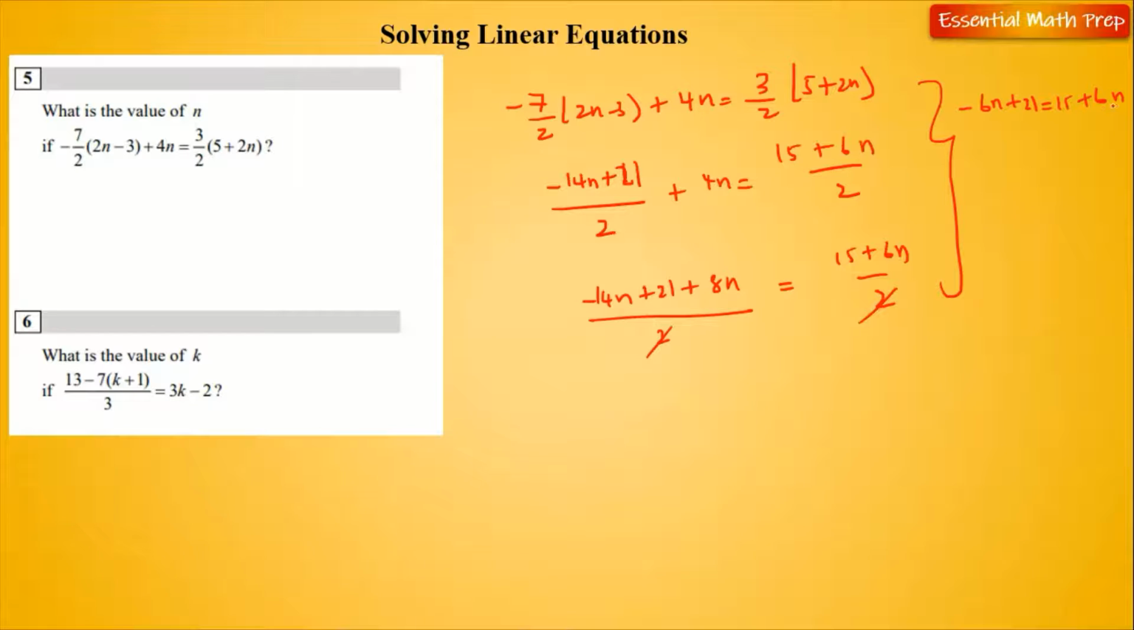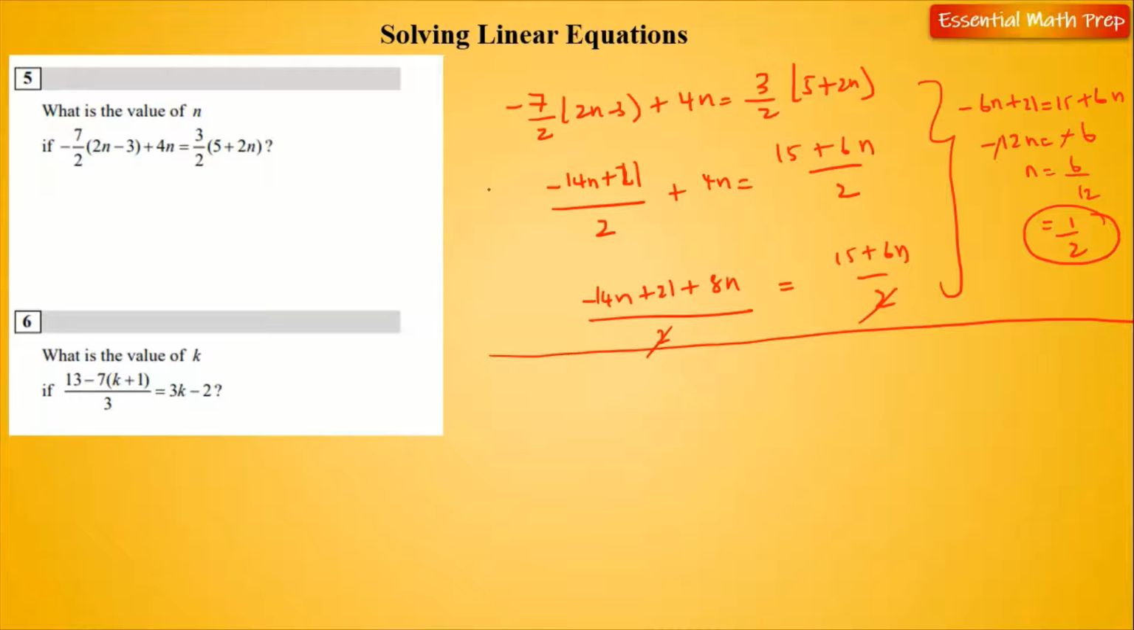The 6n, if it comes to this side, will become negative 12n equals 15 minus 21, which is negative 6, right? So the negatives cancel out, and n equals 6 over 12, which is 1/2.